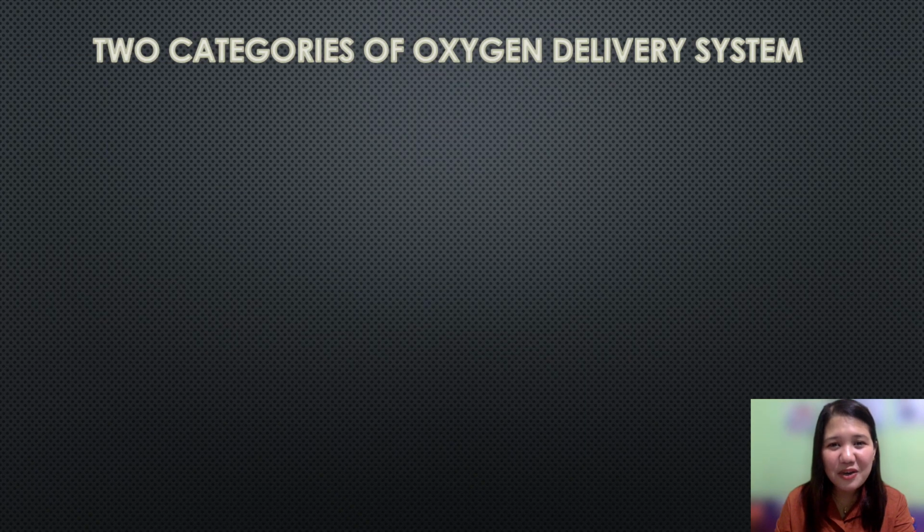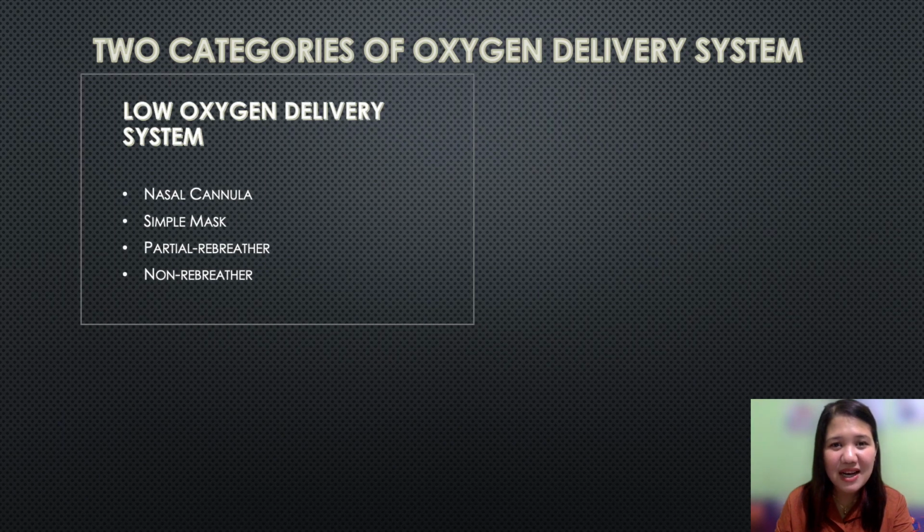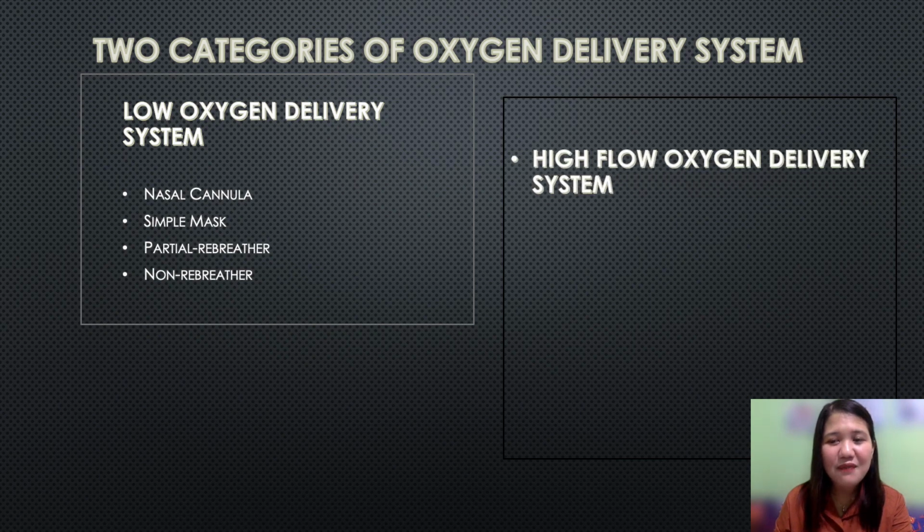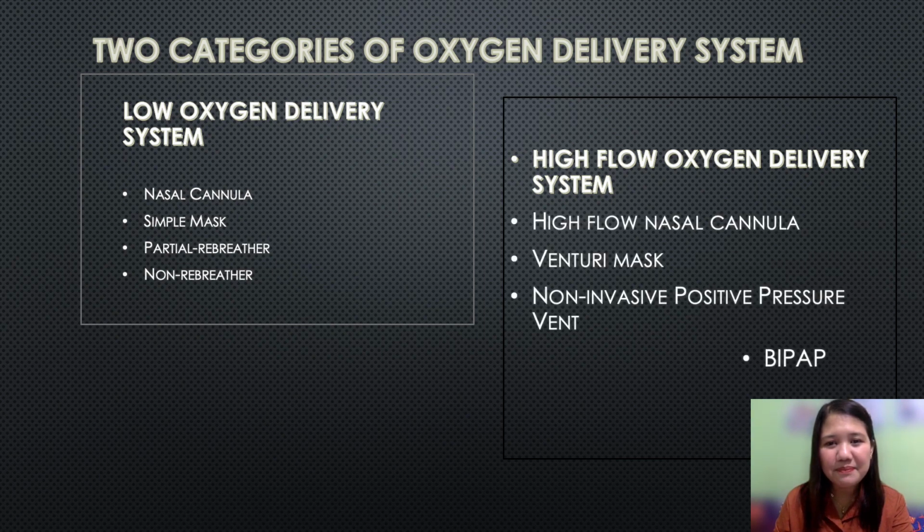There are two categories of oxygen therapy. First is the low oxygen delivery system, which includes the nasal cannula, simple mask, partial rebreather, and non-rebreather. The other one is the high flow oxygen delivery system, which includes high flow nasal cannula, Venturi mask, non-invasive positive pressure ventilation or NPPV, BiPAP, and the CPAP.